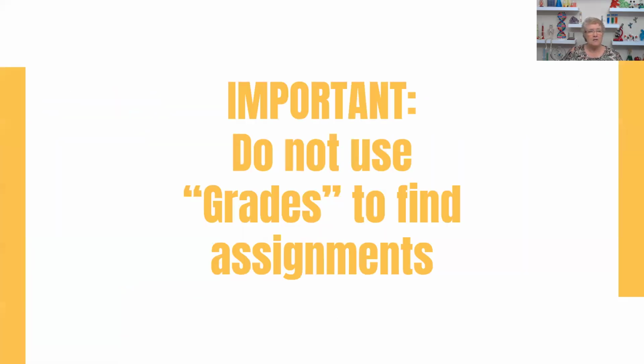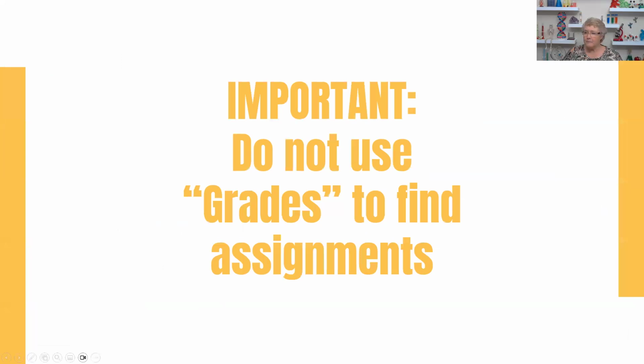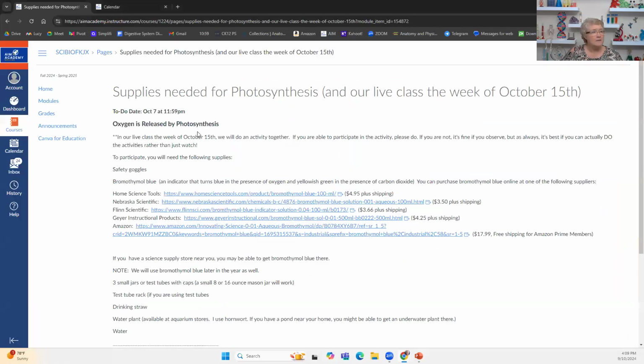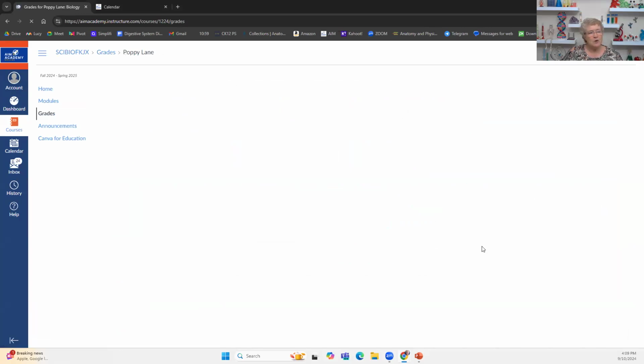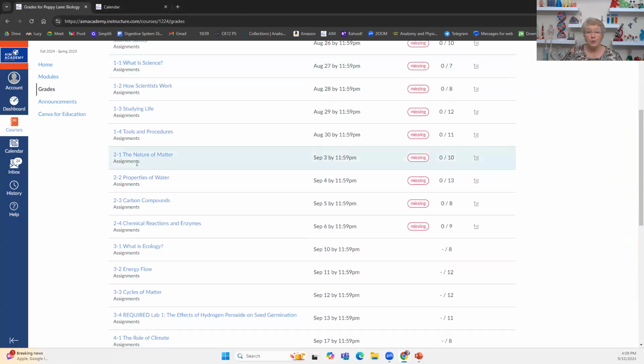Okay, the next thing I want to talk about is not using the grades tab to find your assignments. So once again, let me look in here and I'll show you what I mean. Okay, so if you look over here on the left side of your page, you'll see where it says grades. Now, a few students have told me that they're using this in order to navigate to see what's due. This will contain some things that are not due, and it will not contain some things that are.